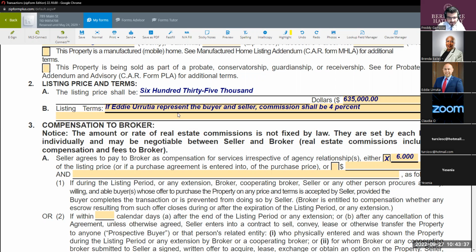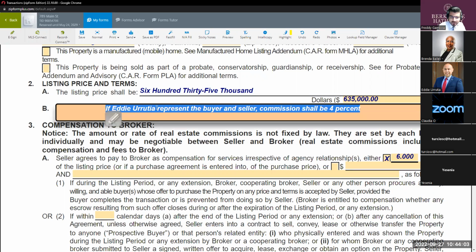Okay, so please keep that in mind. We never put Berkshire Hathaway Home Services. Any other term that you guys can think of?